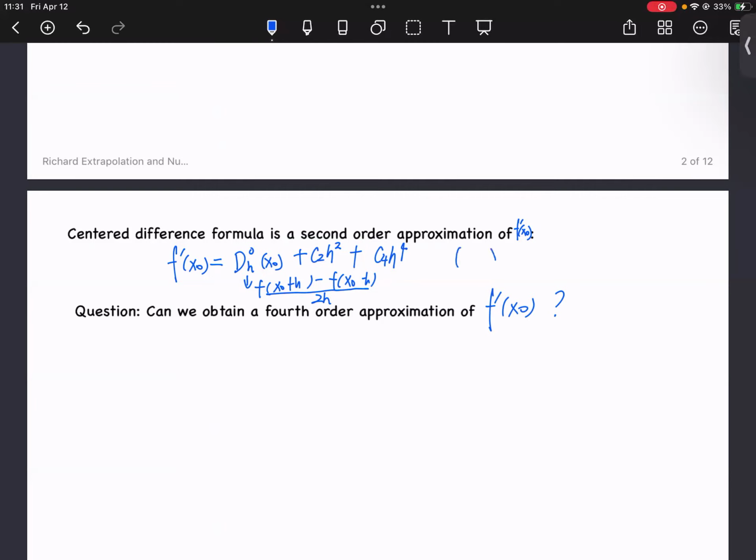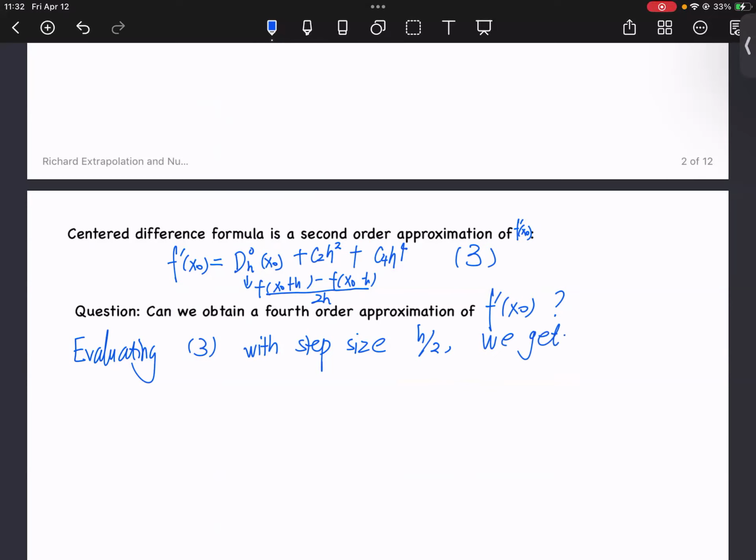So let's number this formula with number 3. I am going to evaluate the third equation, the number 3 equation, with step size h/2. And then we would get this.